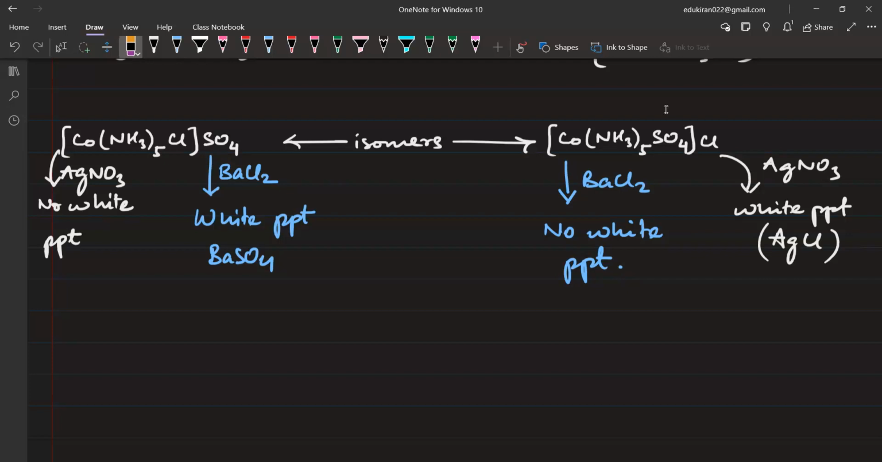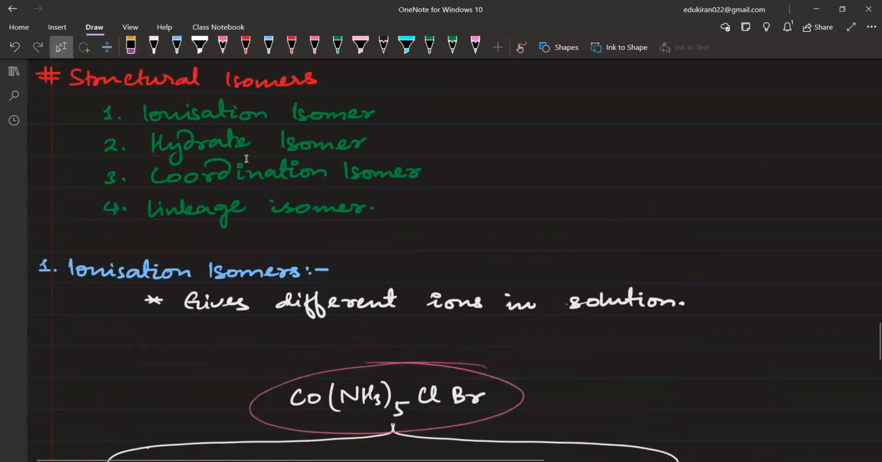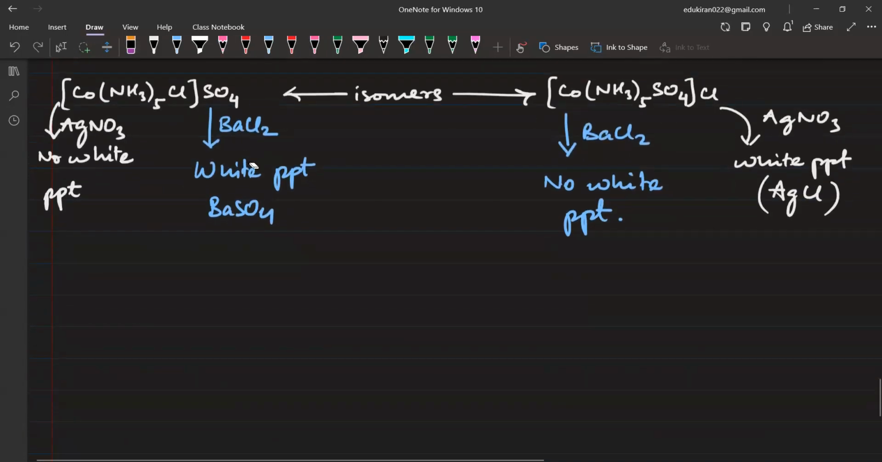अगला आप लोग लिख भी लीजिएगा. Just a second. We are writing. Blue में लिख रहे हैं. You write your second, that is hydrate isomers.